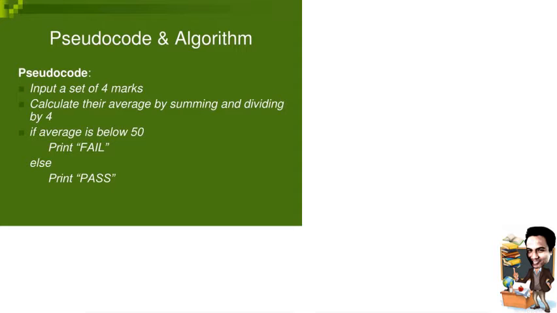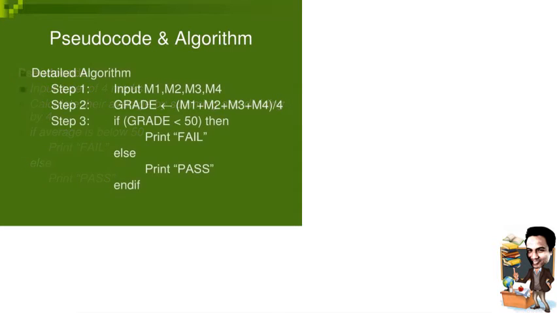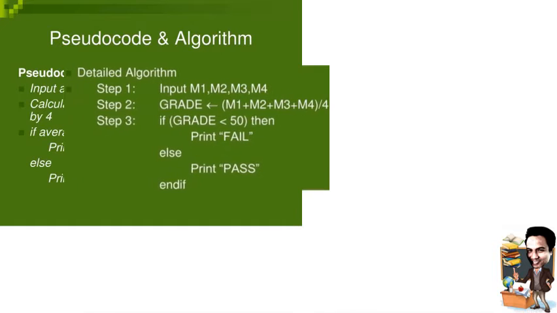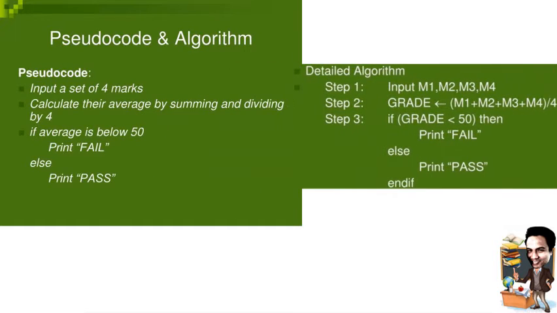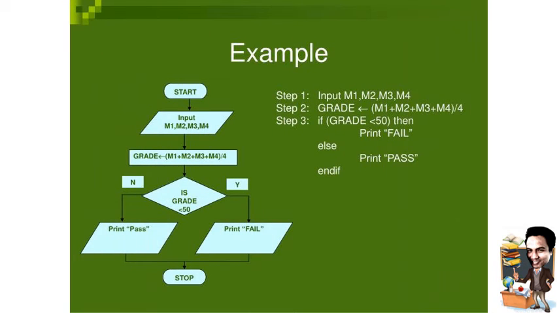Example 1. We can show the pseudocode that became an algorithm that eventually became a flowchart.